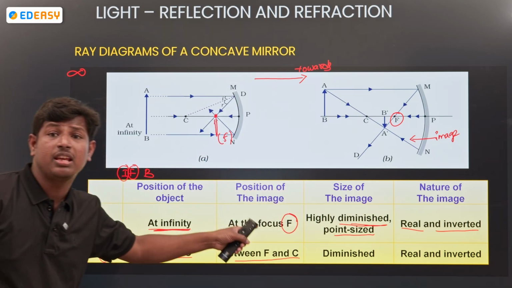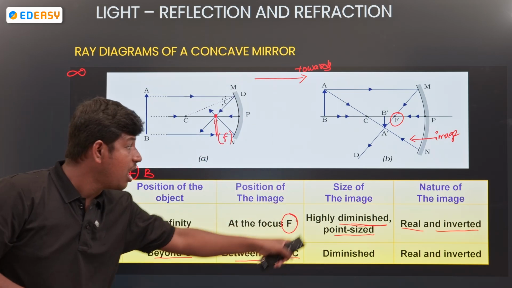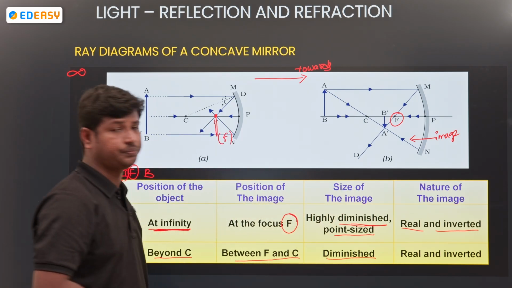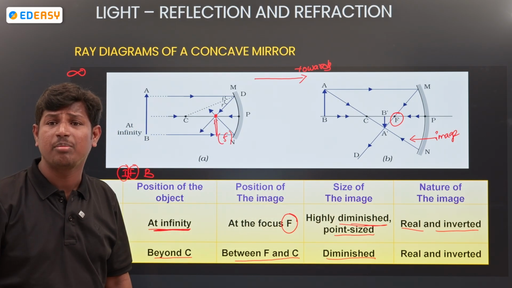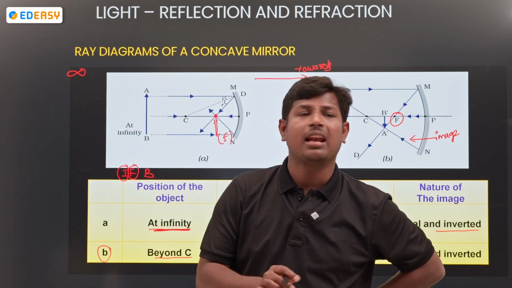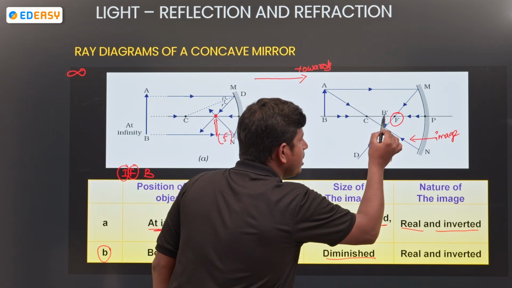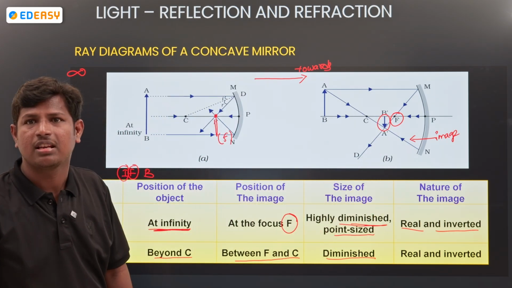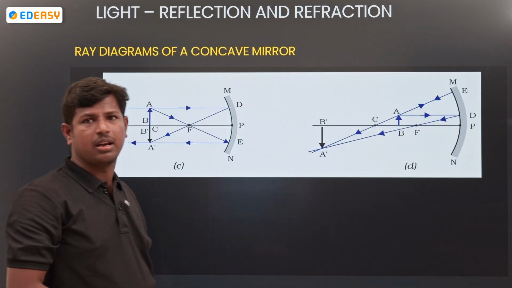So where is the object? Beyond C. Where does the image take place? Between F and C. And what is the size of the image? Diminished. And the nature? Real and inverted. The image will be inverted. So the nature of the image is real and inverted.